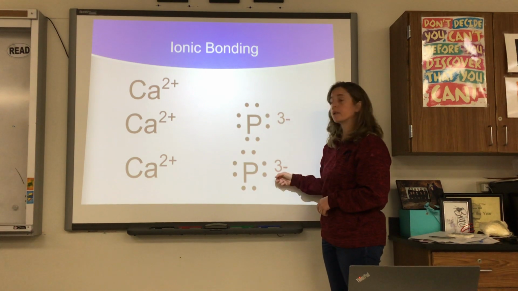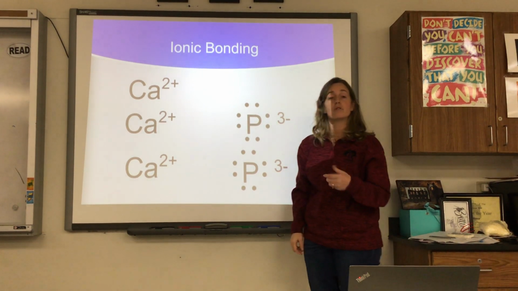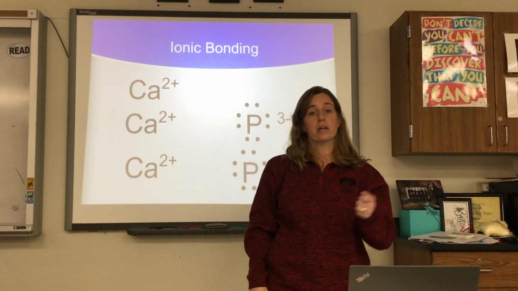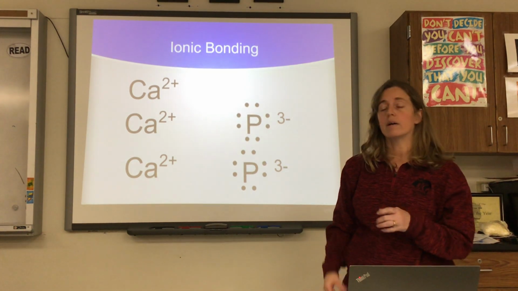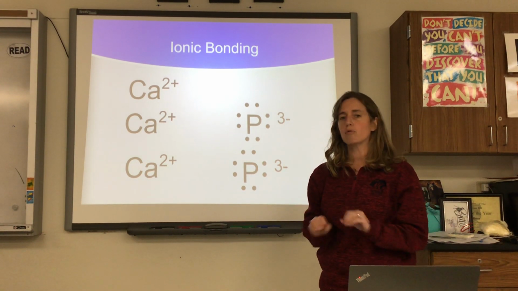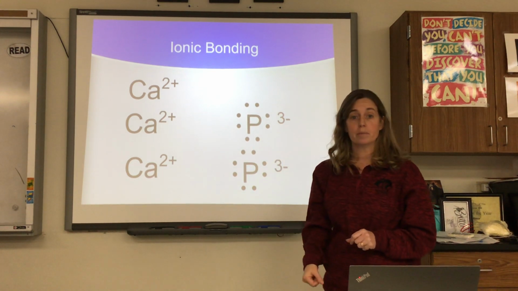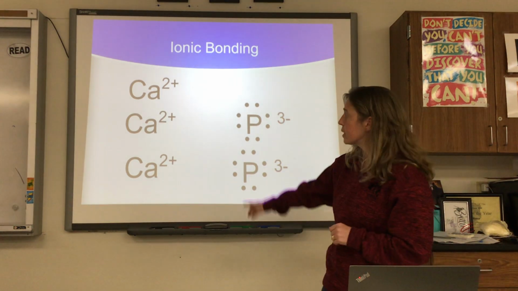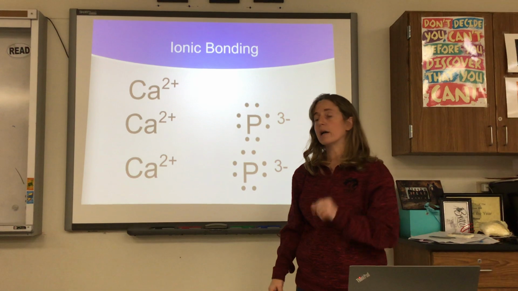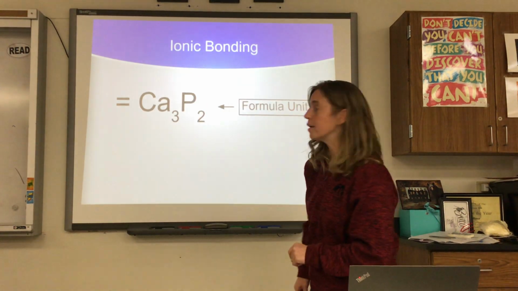Phosphorus, a -3 and a -3, all together equal a -6. So a positive 6 and a -6 will cancel out. Now, when we write this as a chemical formula, you're going to drop your charges and write it with subscripts, okay? So how many calciums did we have here? 3. How many phosphorus did we have here? 2. So look at the next slide.